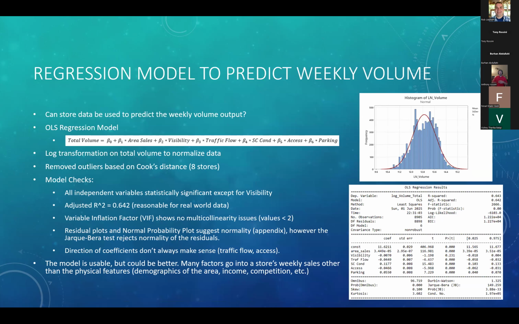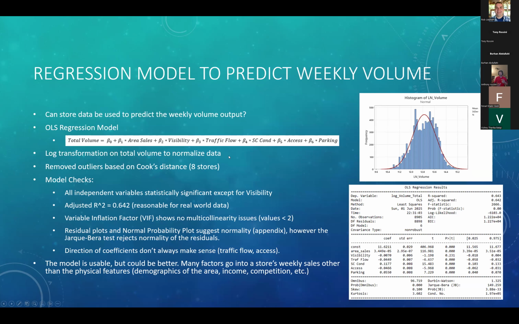So yeah, really quickly, I'm going to go over the regression model. So again, we're trying to predict that total volume, and we have 6 variables to do that. We're just using a regular OLS regression model. So we're going to use the area sales, and then our 5 features: visibility, traffic flow, store condition, access, and parking.